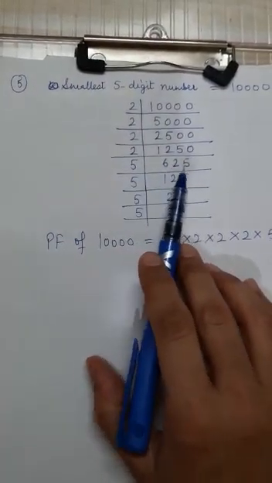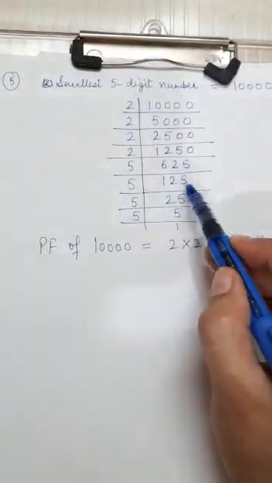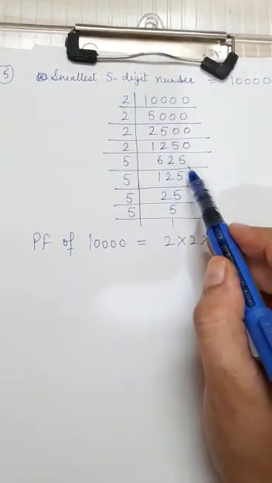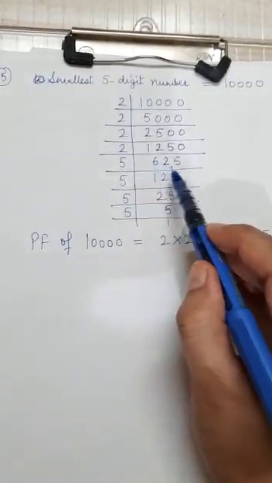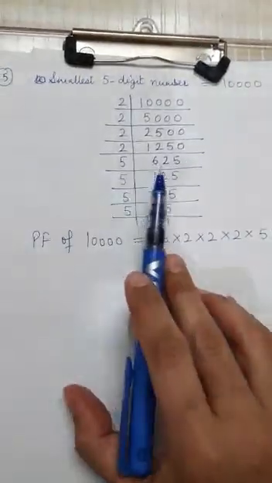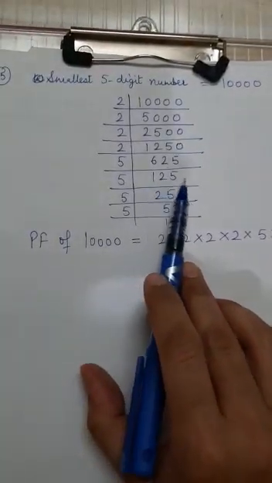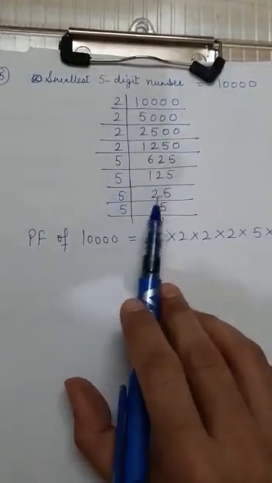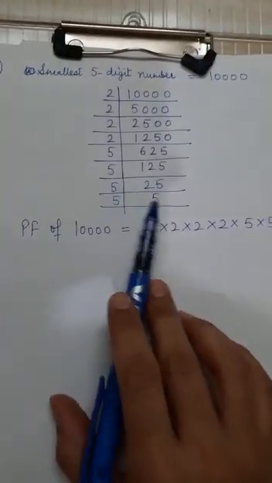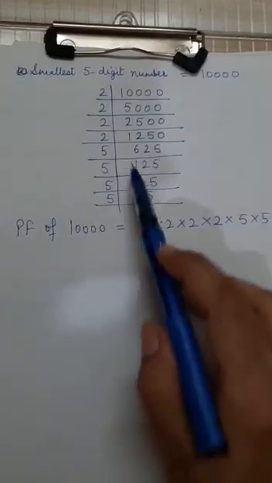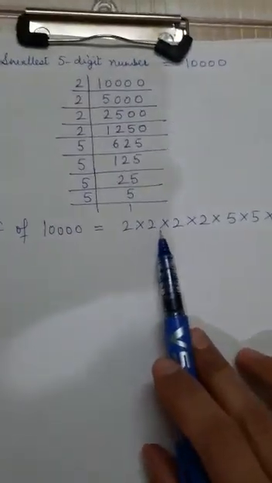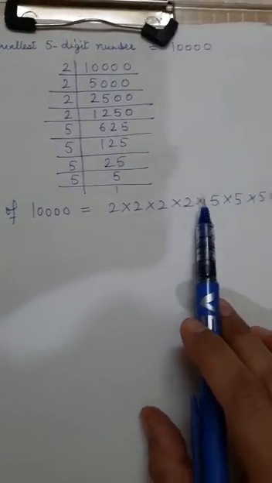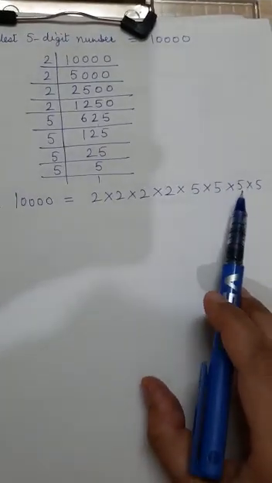Then you'll divide 625 by which number? You have to remember the divisibility rules. As the last digit is 5, this number will be divisible by 5, so divided by 5 we'll get 125. Then again divide by 5 we'll get 25, then by 5 we'll get 5, then by 5 we'll get 1. So this is the prime factorization of 10,000. That is 2 multiply 2 multiply 2 multiply 2, 5 multiply 5 multiply 5 multiply 5.